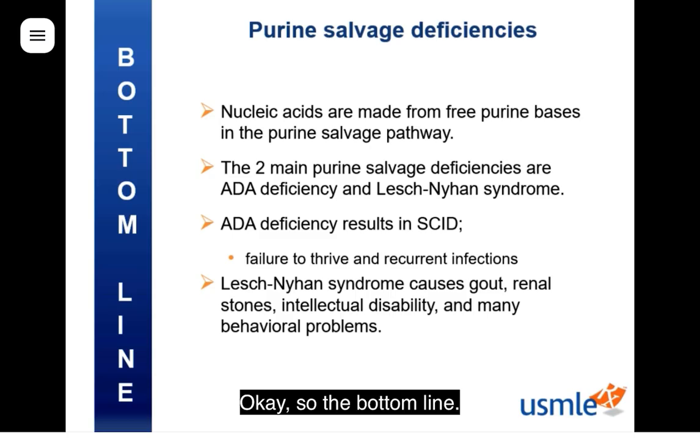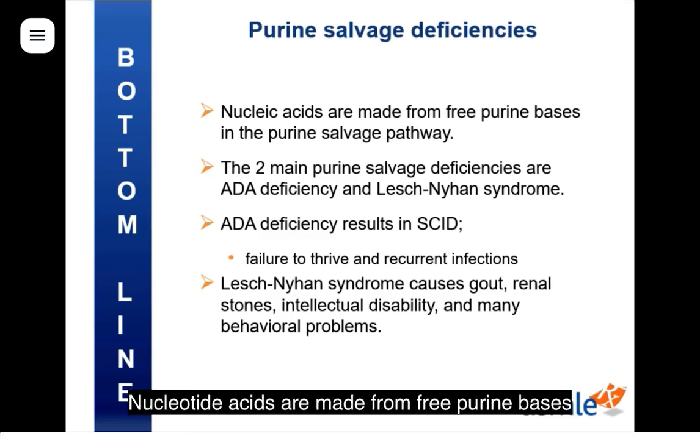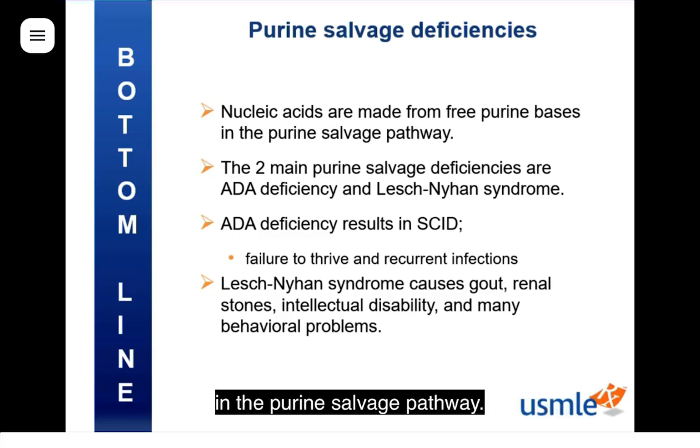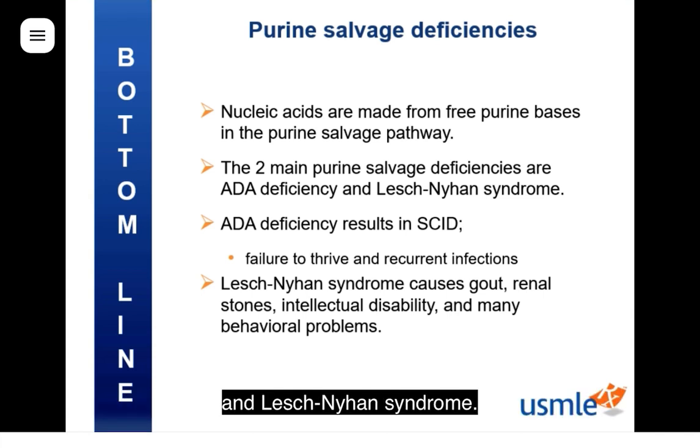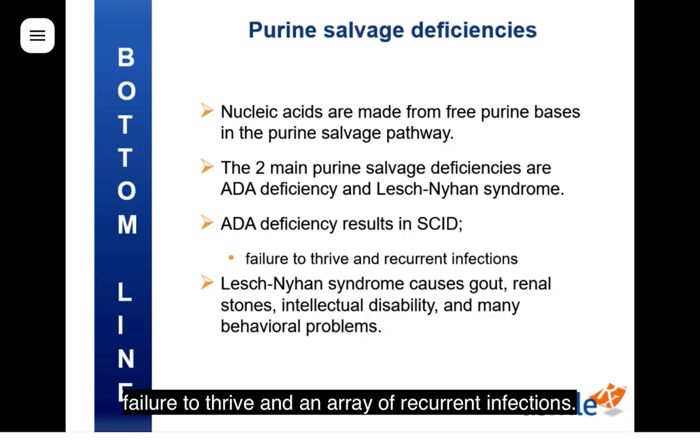Okay, so the bottom line, nucleotides are made from freed purine bases in the purine salvage pathway. The two main purine salvage deficiencies are ADA deficiency and Lesch-Nyhan syndrome. ADA deficiency results in SCID, failure to thrive, and an array of recurrent infections. Lesch-Nyhan syndrome causes gout, renal stones, intellectual disability, and many behavioral problems. That's all for purine salvage deficiencies.